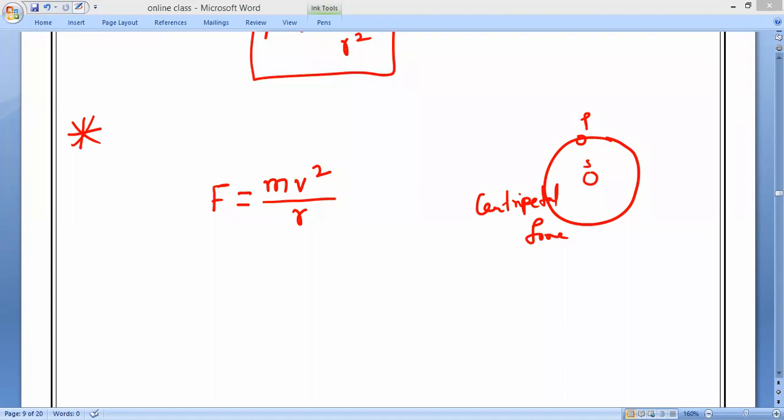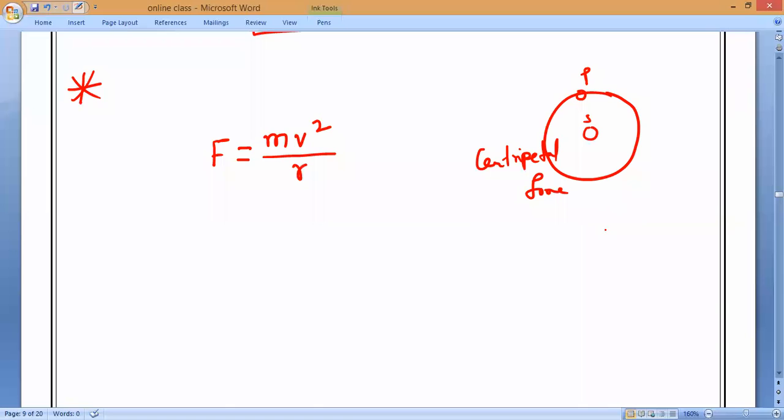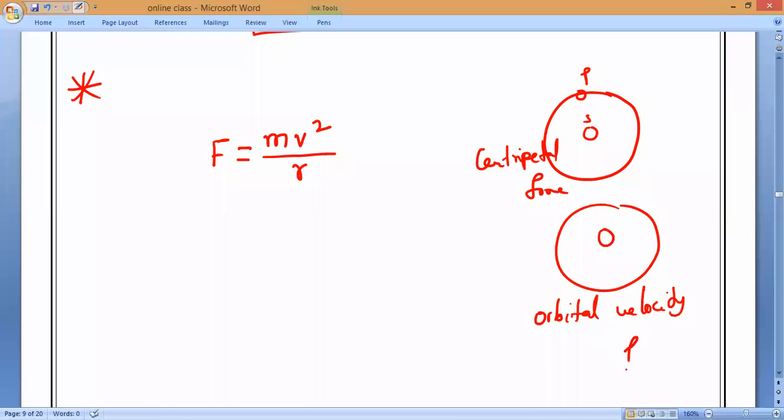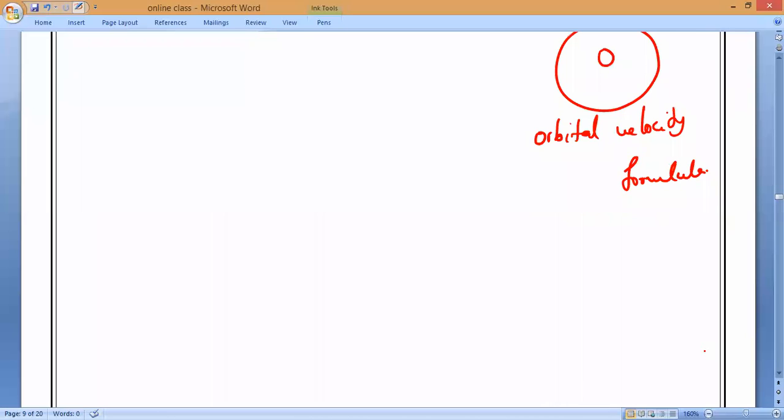Now, as we know, the magnitude of the orbital velocity. What is the orbital velocity of the planet? It is circular motion, so we can say orbital velocity. What is the orbital velocity formula, guys? For circular motion, V is equal to 2 pi r by T. That's all. Those are the assumptions he made.